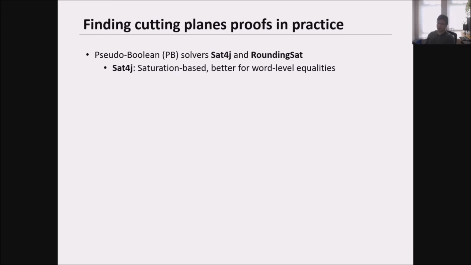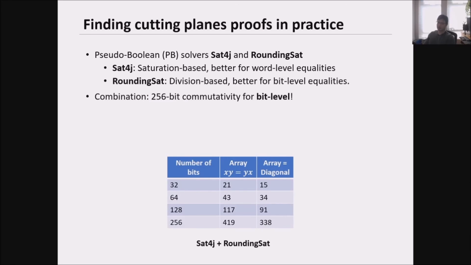With these small proofs in hand, how do cutting planes solvers do in practice? As we mentioned before, there are currently two modern pseudo-Boolean solvers that are able to find cutting planes proofs. The first was Sat4j, which is saturation-based and which we found worked better for the word level proofs, and RoundingSat, which is division-based and which we found worked better for the bit-level proofs. Using a combination of these two solvers, we're actually able to verify commutativity for up to 256 bits at the bit level. We were also able to efficiently check the equivalence of array and diagonal multipliers.